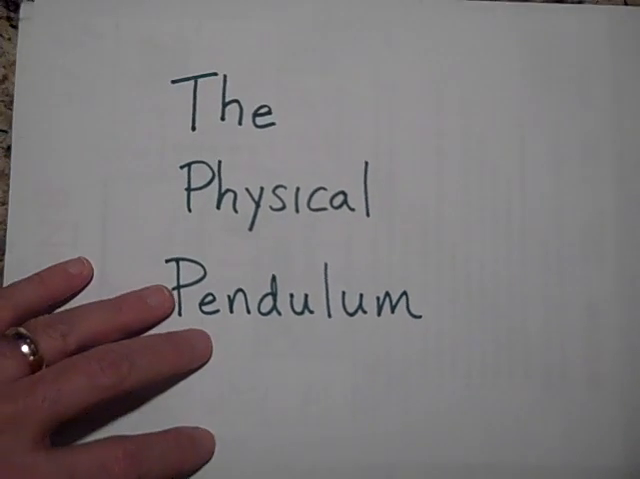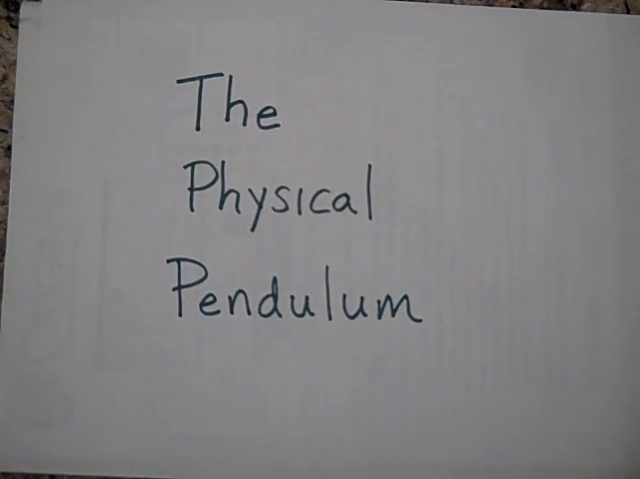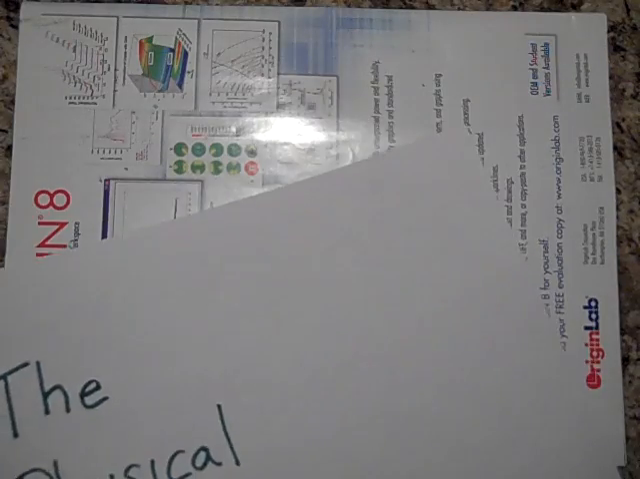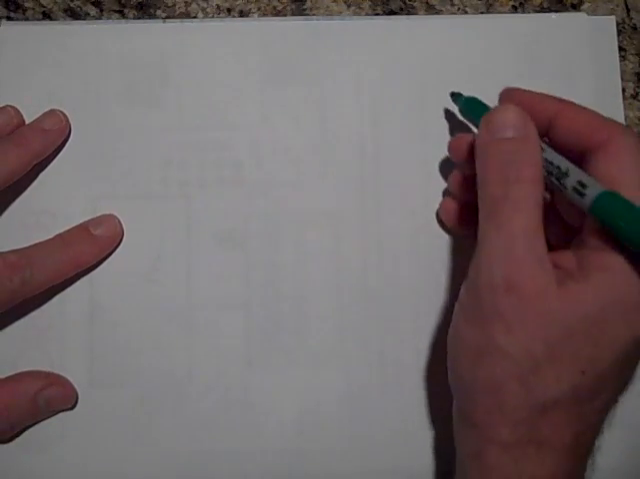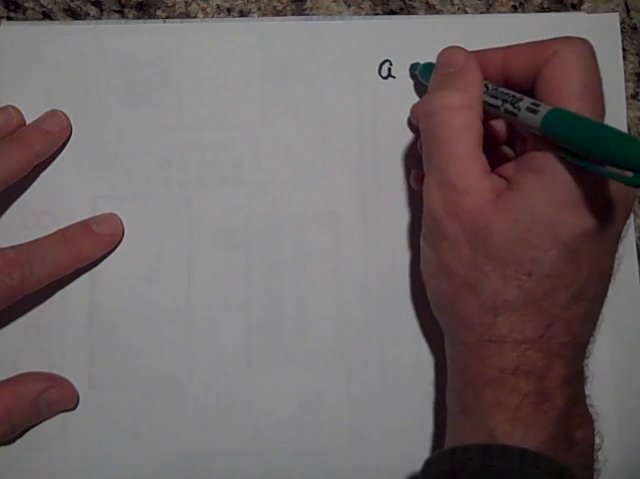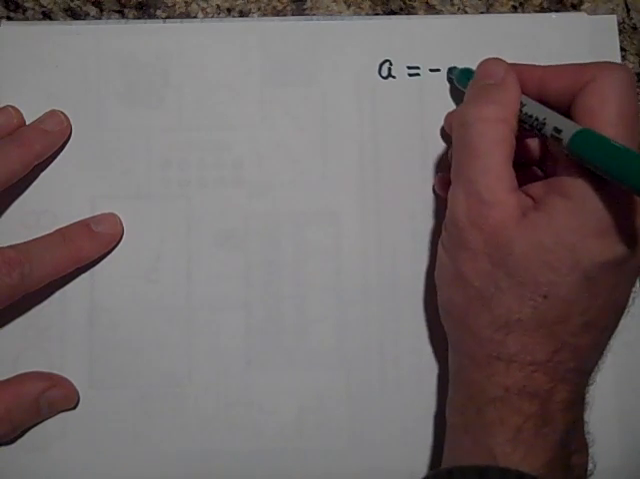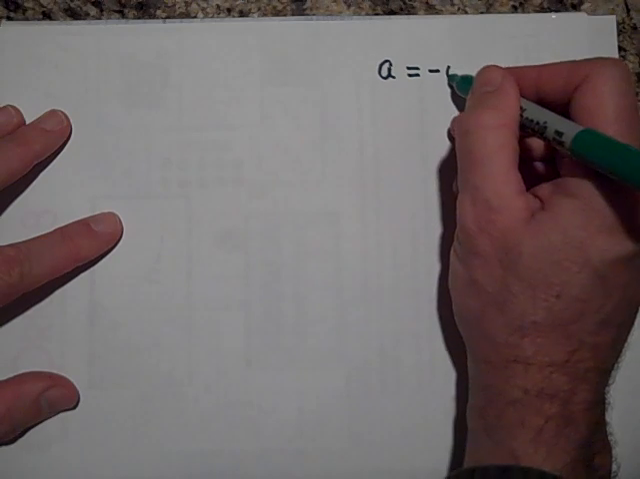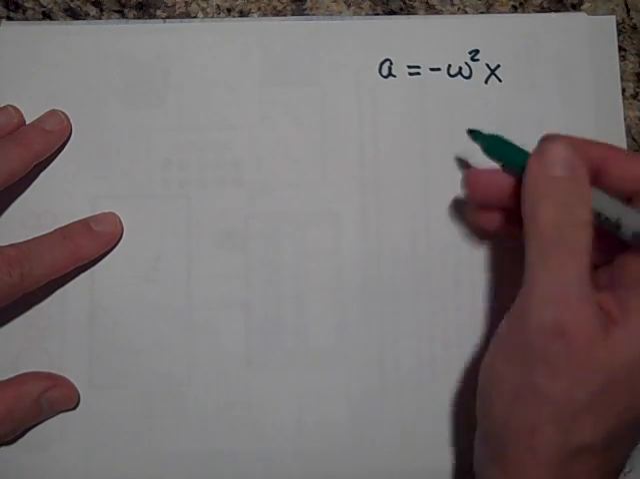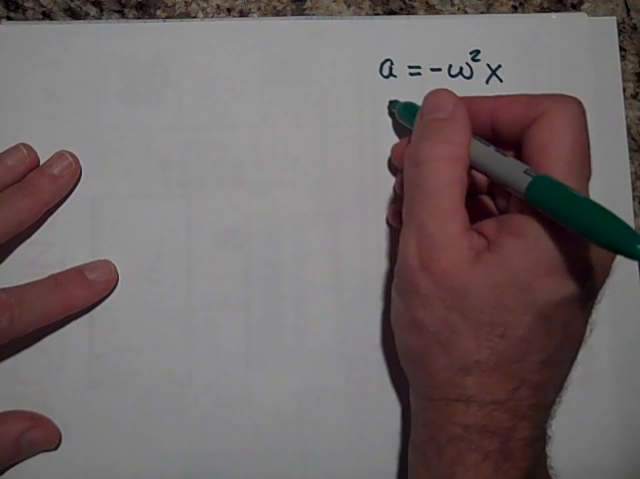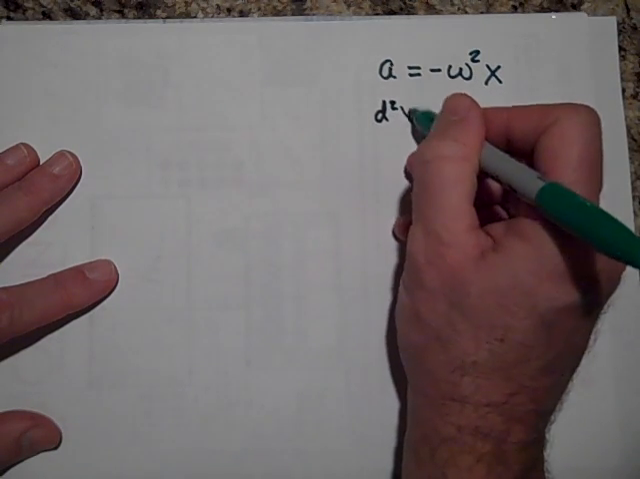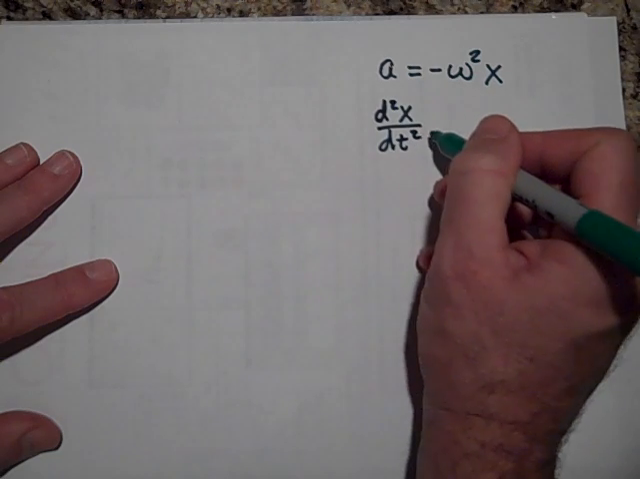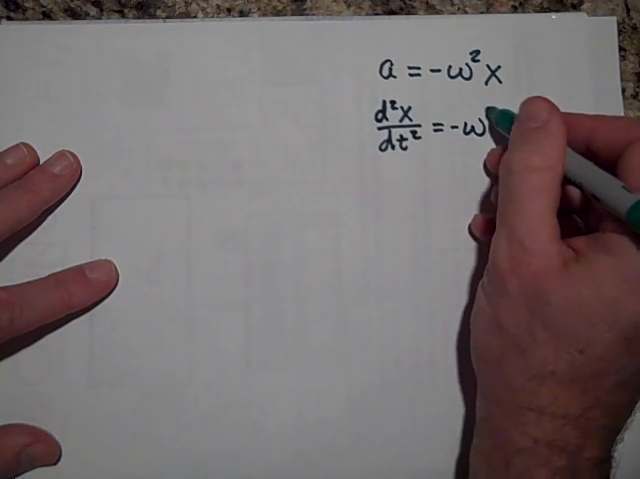So let me show you how to derive the period of a physical pendulum. To do that, we need to start out with a couple things here. Let's start out with, you remember how, some of you that had this on a quiz, that a is equal to negative, for simple harmonic motion, negative omega squared x. Another way to write that is the second derivative of x, which is acceleration, with respect to time, is equal to negative omega squared x.